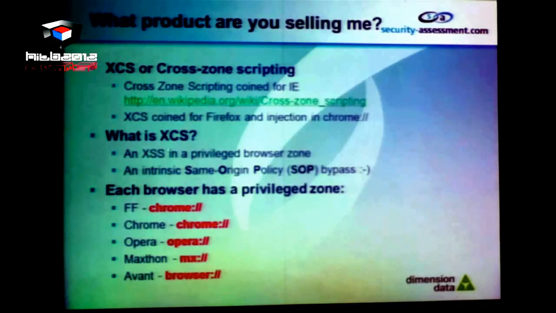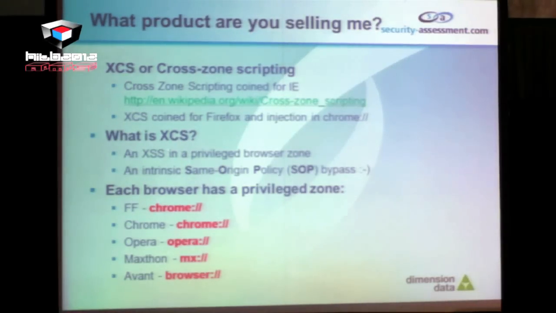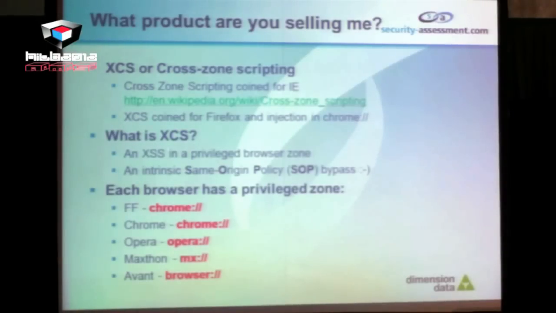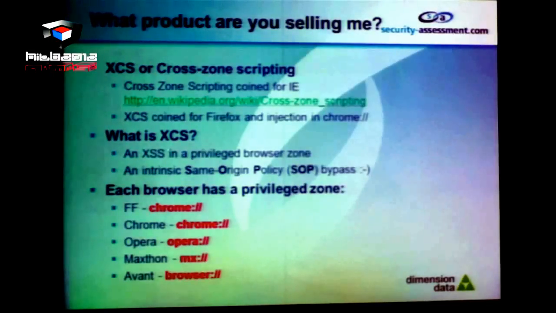This is a definition that was used for some bugs found in Internet Explorer 3-4 years ago, and also in Firefox when you have injection in the chrome zone, which is the trusted zone in Firefox. In a few words, cross-context scripting means you have a kind of cross-site scripting, but between two different zones. One is untrusted, like the internet, and the other is trusted. When I say trusted, it's the browser's privileged zone which has access to APIs. Just to give you some examples: Firefox has chrome, Chrome has chrome, Opera, and Maxthon has its own. These are all privileged browser zones.